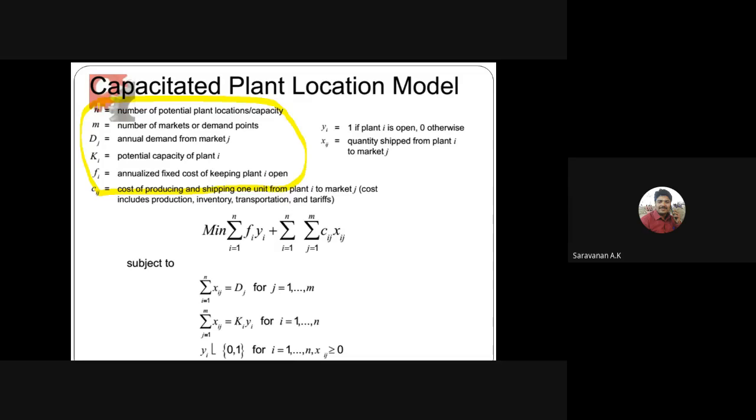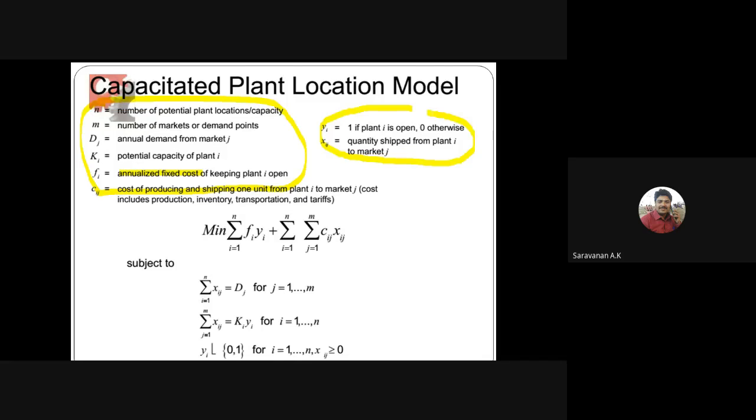The fixed cost and the variable cost together are the total cost of the product. The variable cost varies, and it creates more impact on the capacity size. Here fi is the annual fixed cost. These are the inputs, and we also have some variables.